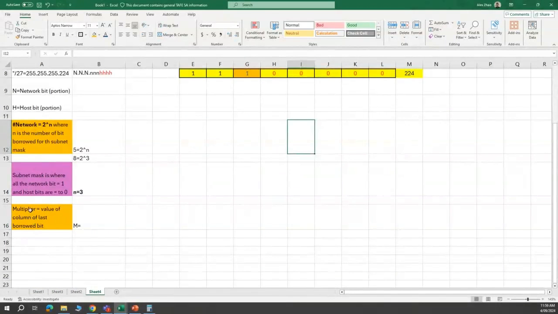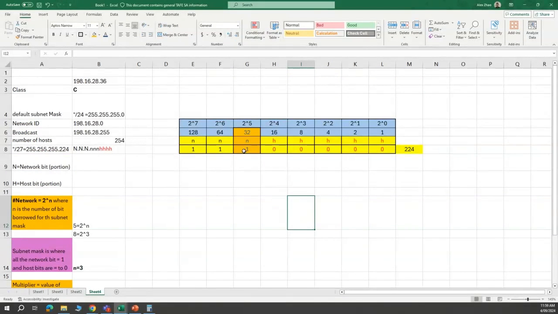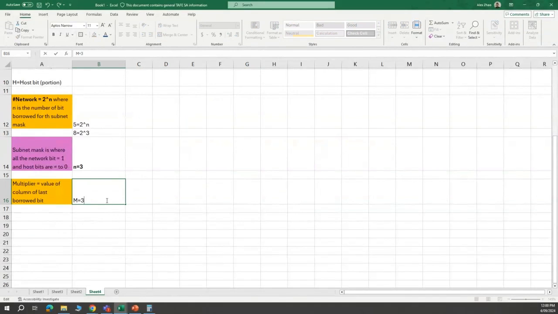So what's the value? Let's read the definition again. The multiplier is equal to the value of the column of the last borrowed bit. This is the last borrowed bit. What's the value of that column? 32. So M equals 32.